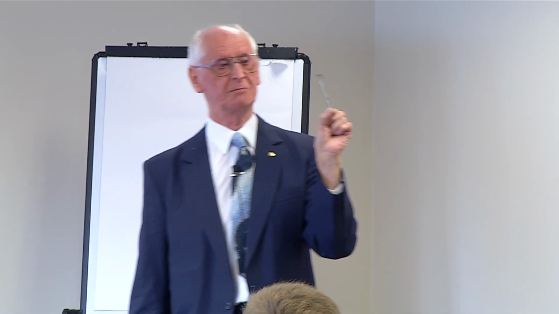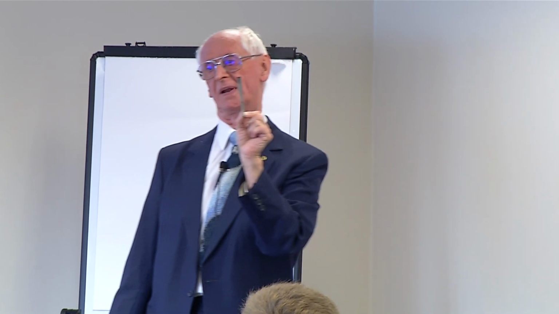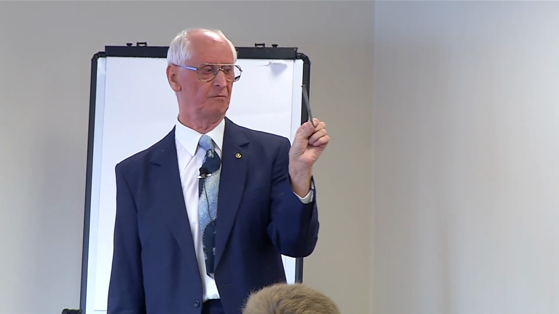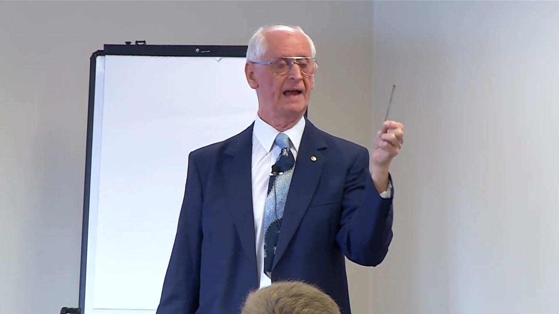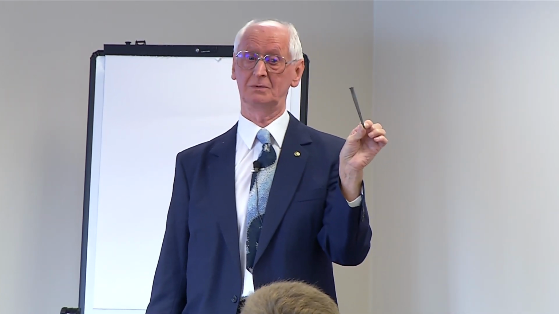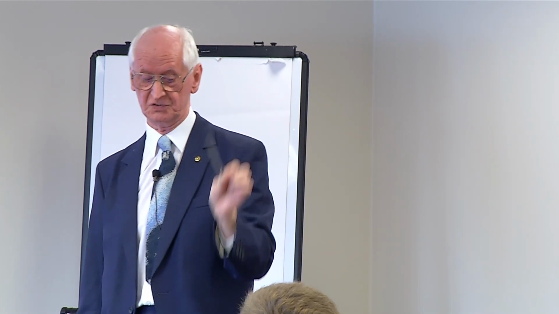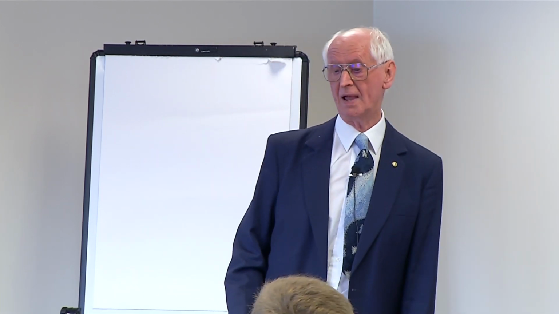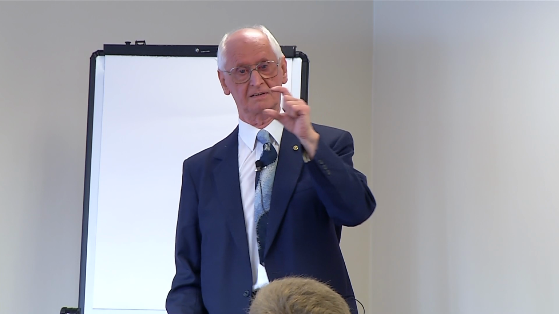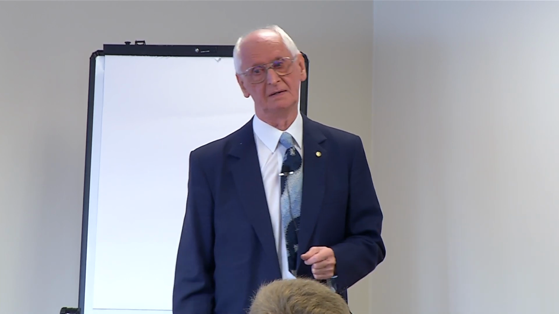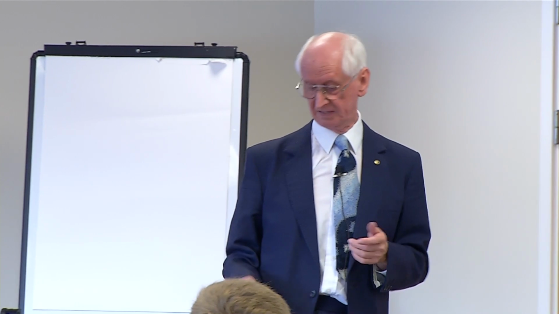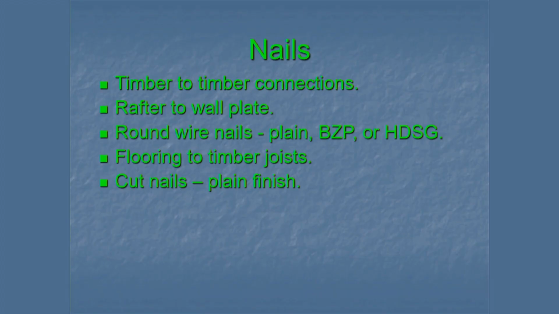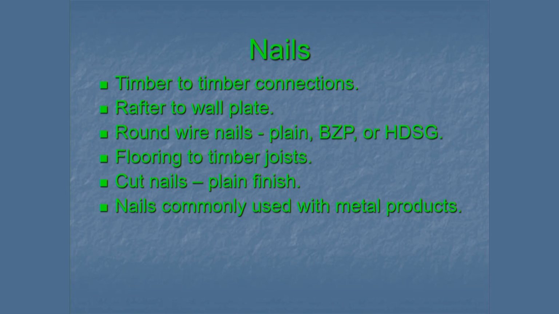And you get bigger ones as well. This is a 4-inch cut nail. You sometimes find these in the rafter to wall plate connection. Not very often, but be aware that you can, and they are inevitably plain steel. They have no corrosion protection on them at all. I've never seen one with any protection on it. So beware that tiny things, like a 50mm nail, can be a structural fixing, providing stability to the building. Cut nails have a plain finish, and are the nails commonly used with metal products.